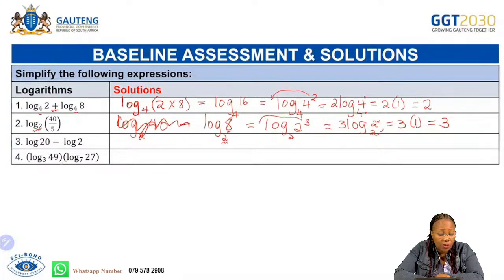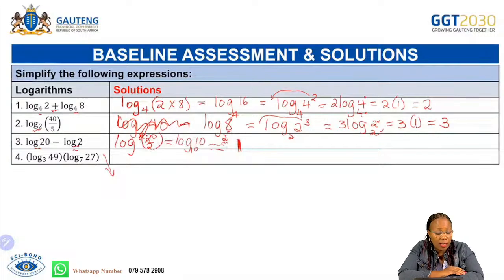Moving on to the next one, our base is 10 here. Write as a single log. This will be log of what? We are subtracting, so it will be 20 over 2 in terms of the division now, as a single log, okay? And then log of 20 divided by 2 is 10. Remember, if there is no base written, your base is 10, okay? So that is log 10 base 10, which will just be equal to 1.